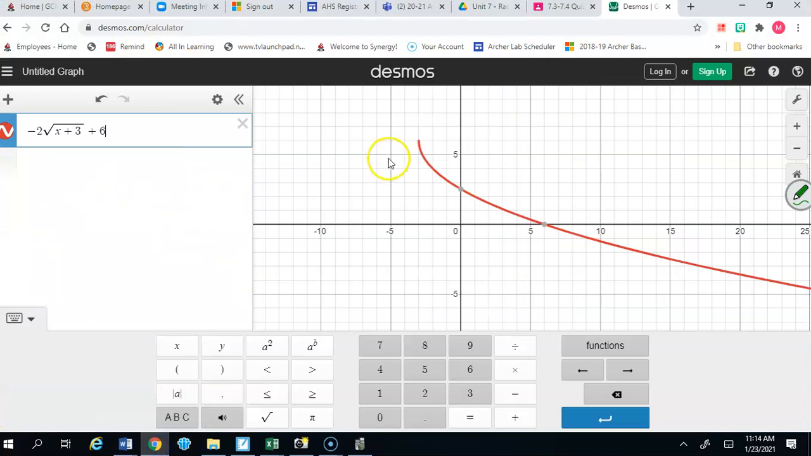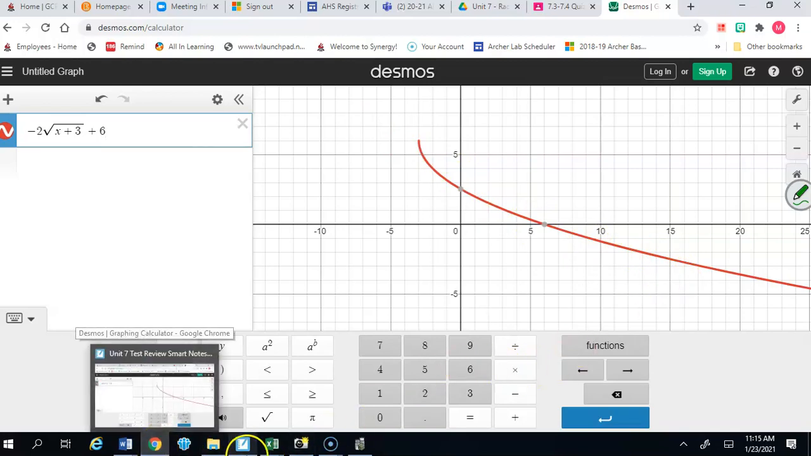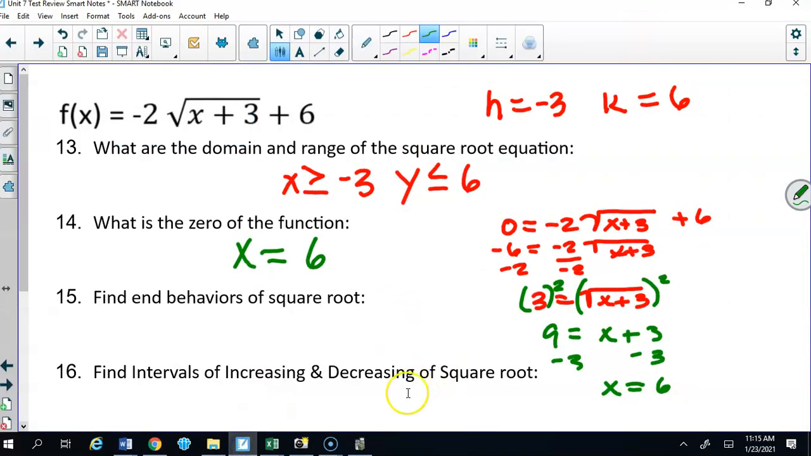So let's go back here. So as x is approaching infinity, so x is going this direction, what's happening to our y value here? Can you guys see that it's approaching negative infinity? Okay, so I'm going to say, as x approaches positive infinity, f of x is going to approach negative infinity.